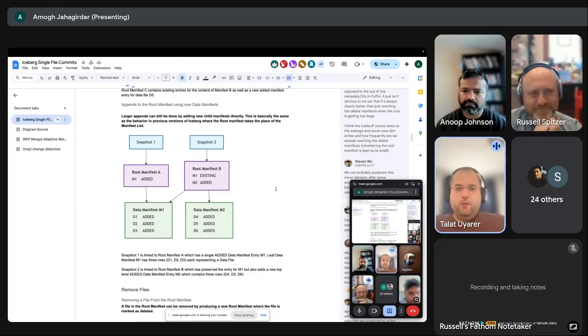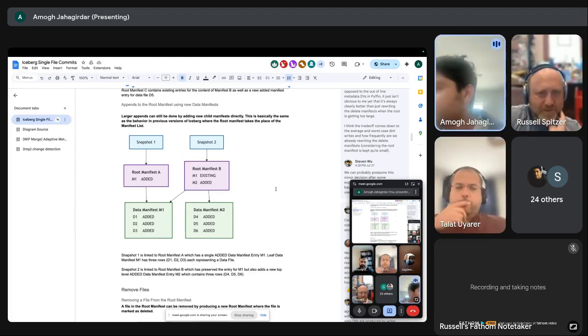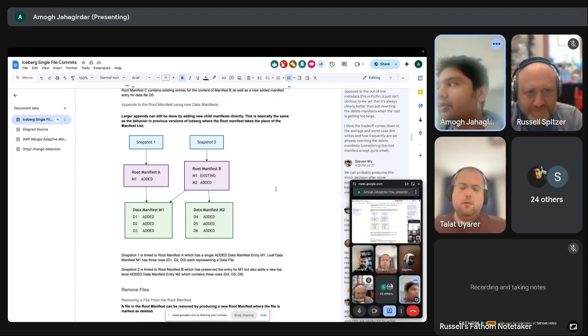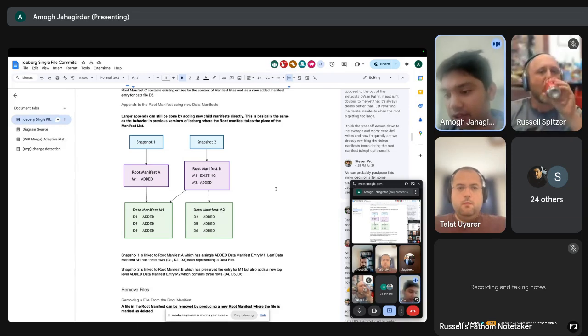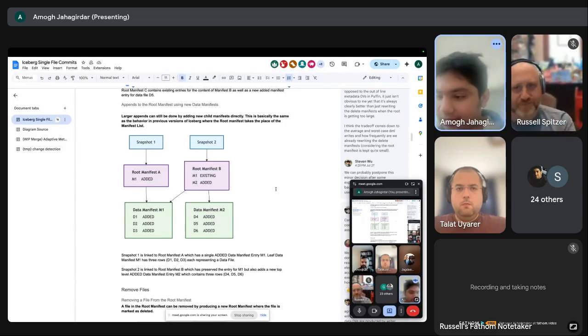Okay. Yeah, right. So to Russell's point, we're talking about improving the format for single file commits, but even for very large commits, as you said, the structure of the tree still enables effectively the same writes. So yeah.